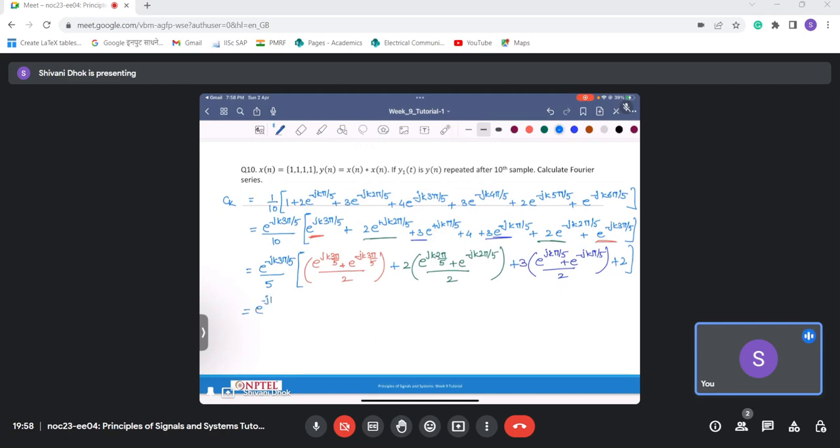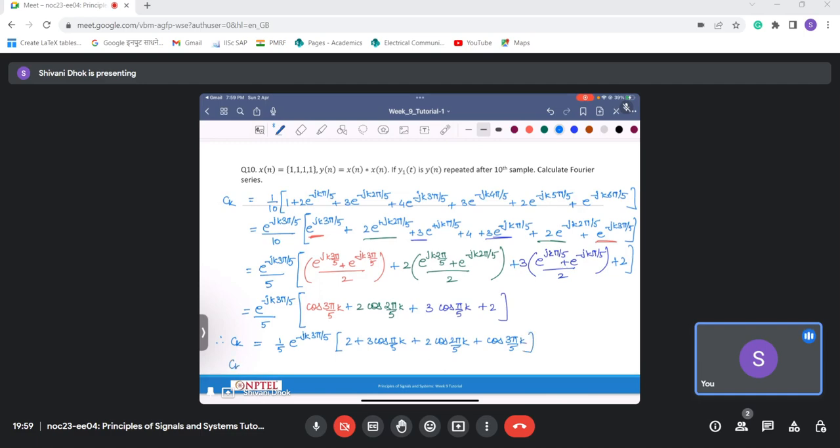So for that, let's write it as e power minus jk 3 pi by 5 upon 5, inside the bracket. This red term is basically cos of 3 pi by 5 k plus 2 times cos of 2 pi by 5 k plus 3 times cos of pi by 5 k plus 2. Therefore, what we have is Ck is equal to 1 by 5 into e power minus jk 3 pi by 5, inside the bracket we have 2 plus 3 times cos of pi by 5 k plus 2 times cos of 2 pi by 5 k plus cos of 3 pi by 5 k.